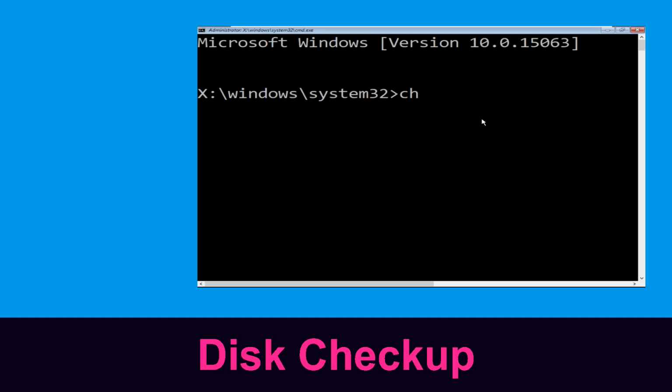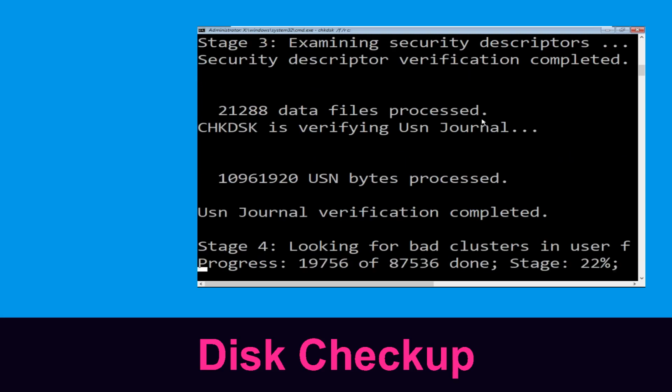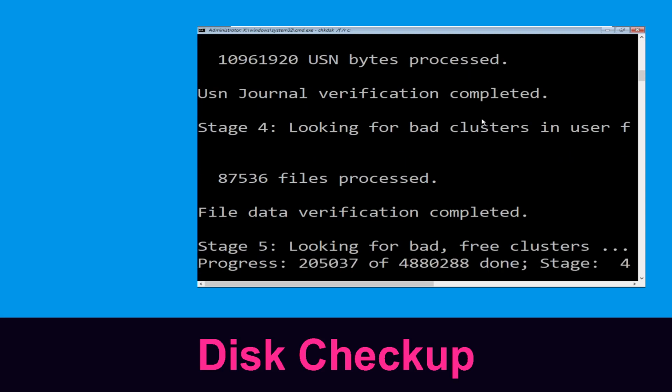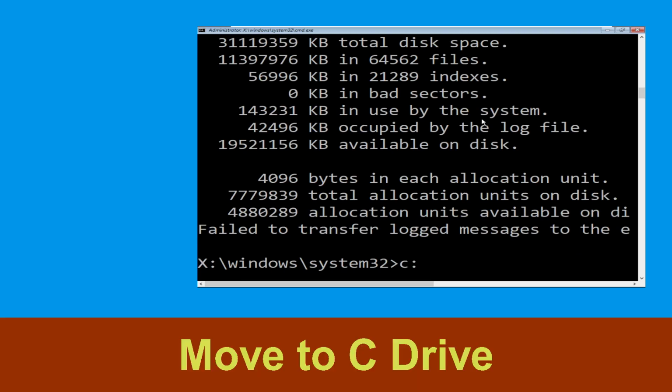Type chkdsk /f /r and hit enter to execute the command. Now wait for some time to complete the process. Once done, move to the next step. Now type c: and hit enter.